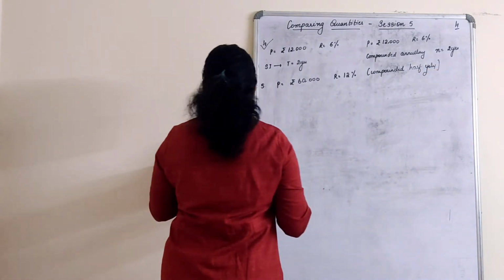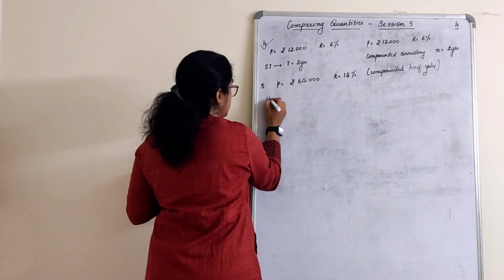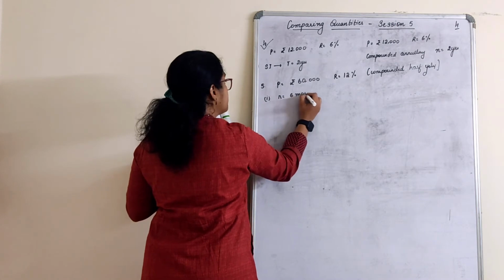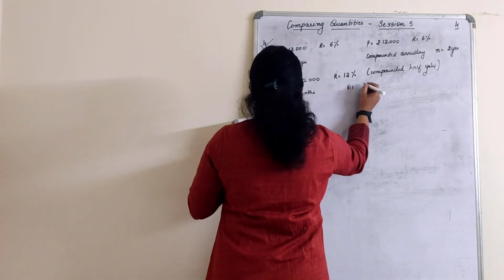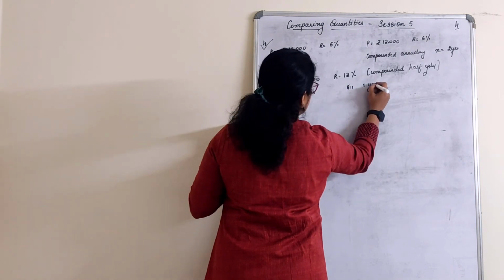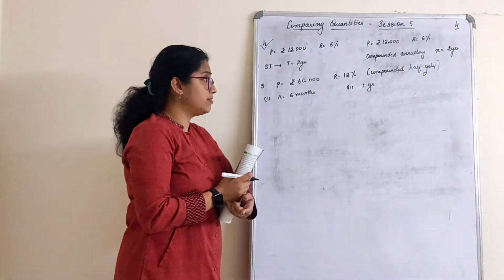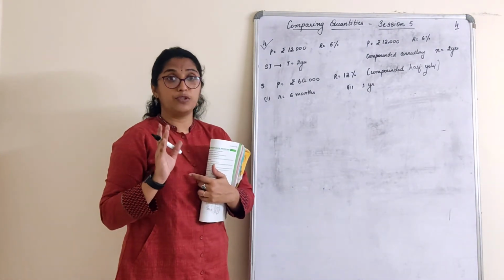Compounded half yearly. What amount would he get? First part, what amount would he get after 6 months? What amount would he get after 1 year? Now there are two ways of doing this sum, children. I will follow one method only, the compounded half yearly formula I am going to use.